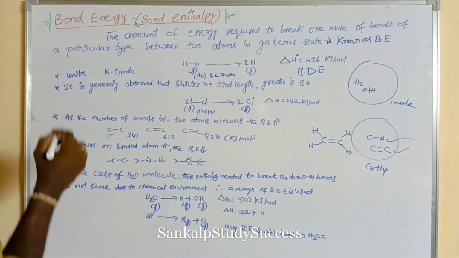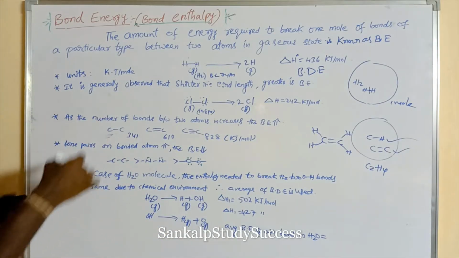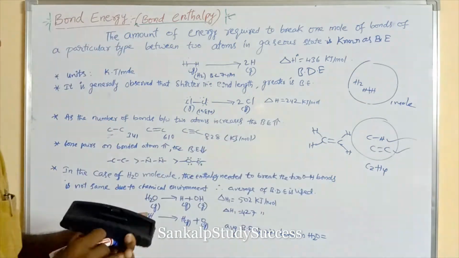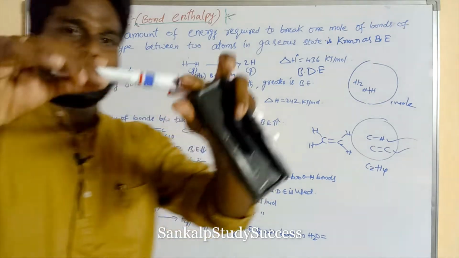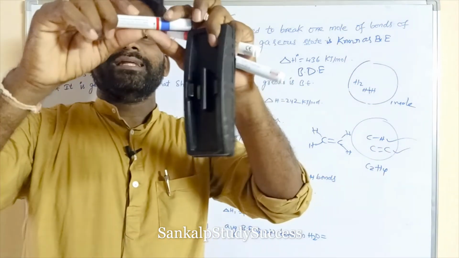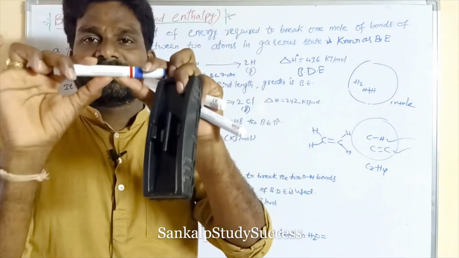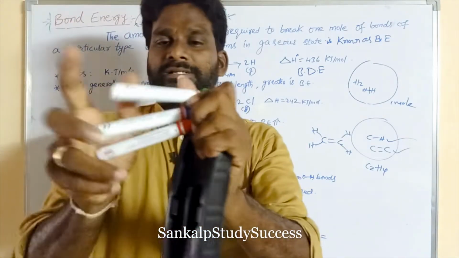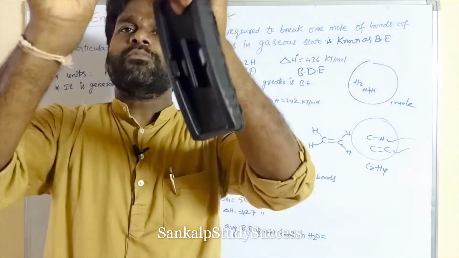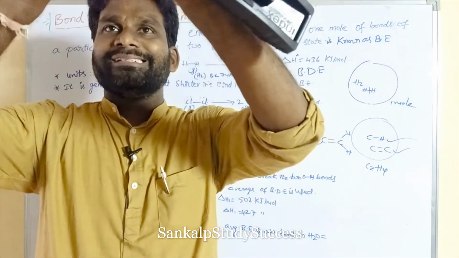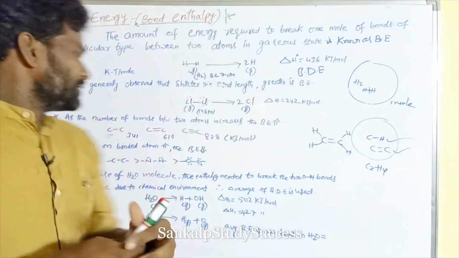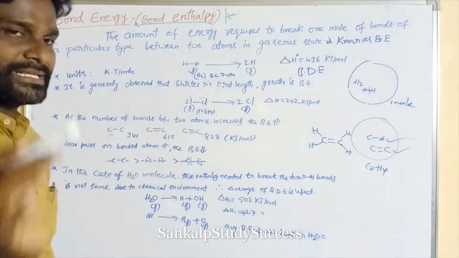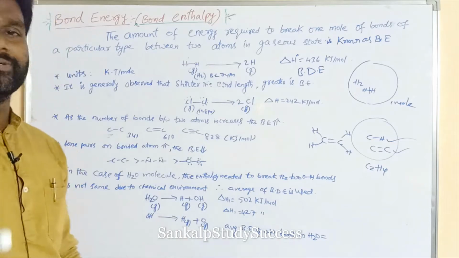Now going to another point. As the number of bonds between two atoms increases, the bond dissociation energy increases. So this is a single bond. A less amount of energy is required to break this one. These are three bonds. So a high amount of energy is required to break these three bonds. So if the number of bonds between two atoms increases, the bond energy increases.